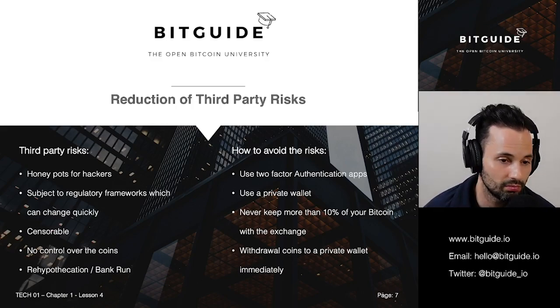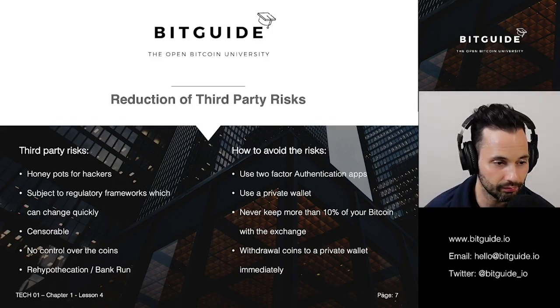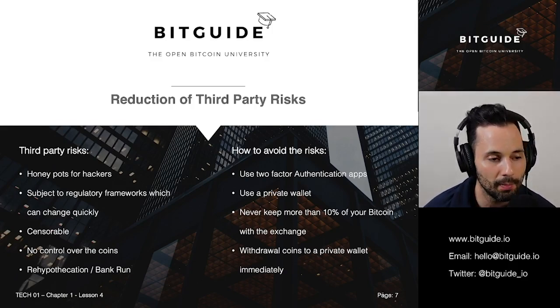So don't put more than 10% if you want to do any of this. And in an ideal scenario, you don't want to have any of your Bitcoin on any exchange. So no control over the coins, that's clear. Withdraw it to your private wallet so you have control over it. And rehypothecation, bank run, that's the last point.